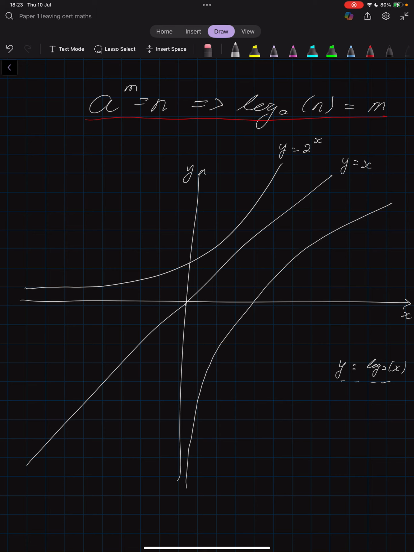So it's like a mirror image. Sorry, I might try and draw that a little bit better. So basically you get a mirror image across this y equals x line. So that's all a log does, okay?